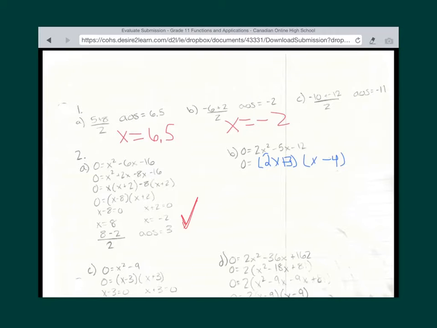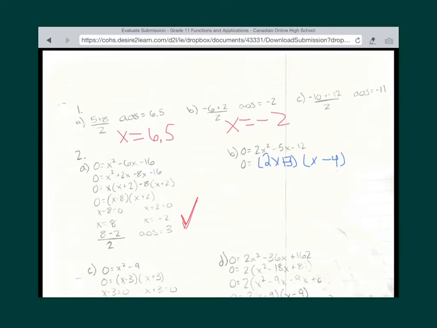Over here on number 2b, I've actually written in your factors for you. That should say 2x minus 3, I think, or plus 3. Yeah, 2x plus 3 there. Sorry, it's a little messy.